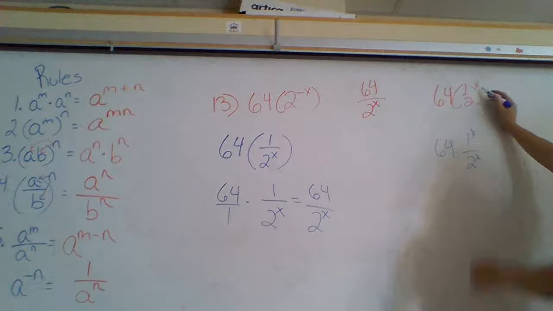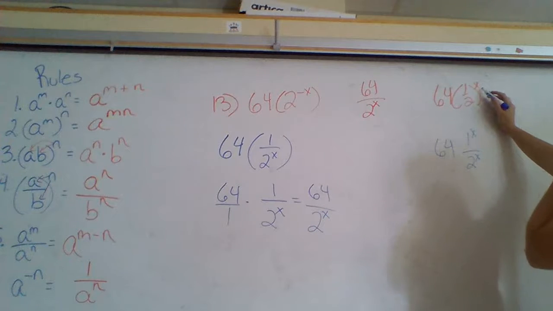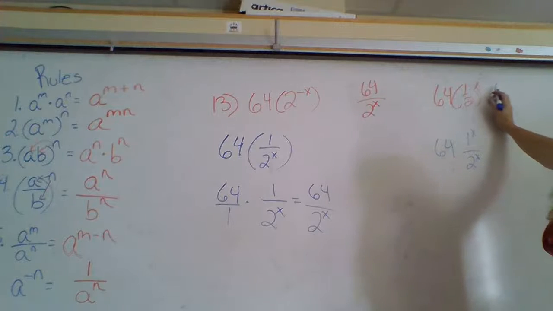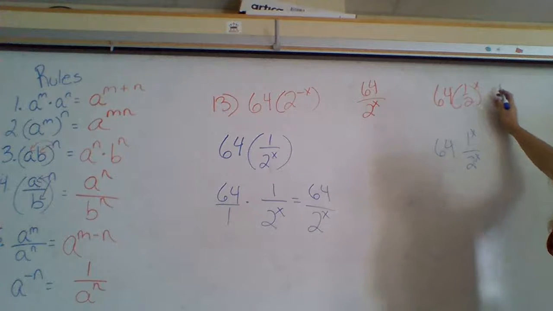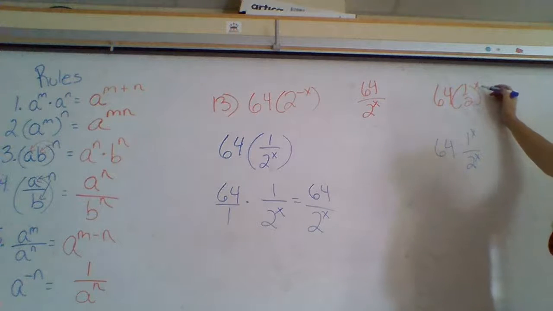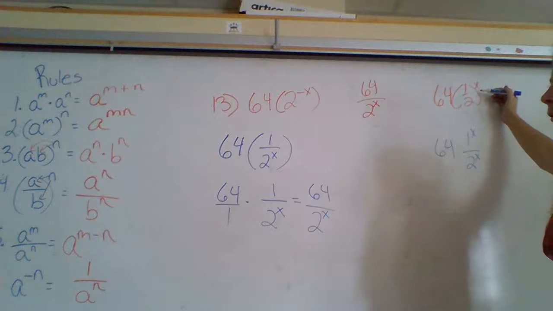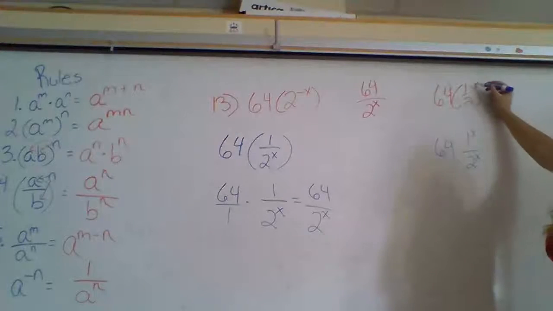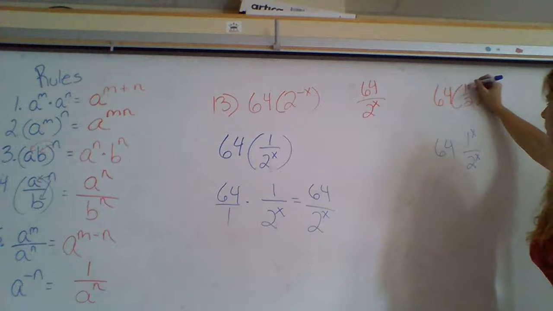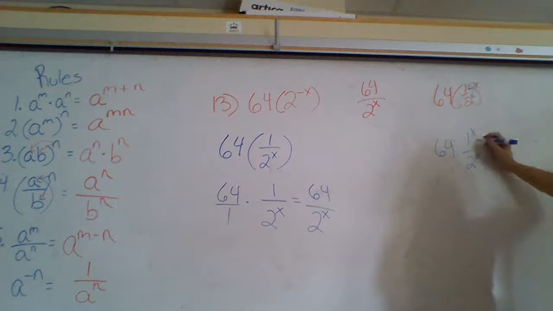So you're here, and so that's like rule number 3. Sorry, not rule number 3. The next one down, rule number 4. So you have to put the x to both of them, which is what I did. So you have 1 to the x, 2 to the x.